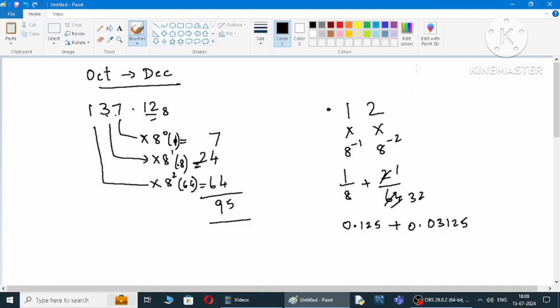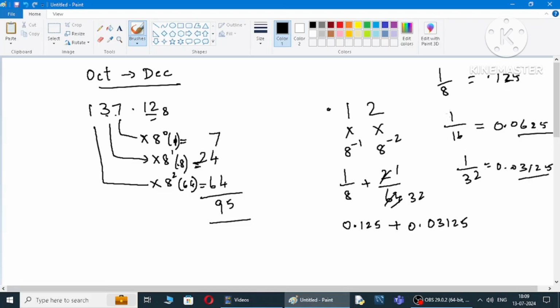When you do this kind of conversions, remember at least 3 values, that is 1 by 8, 1 by 16, 1 by 32. This is 0.125, 1 by 16 is 0.0625, and this is 0.03125. So when you keep on doing the conversions, you will remember these numbers. At least 3 you have to remember. Same way, remember 1 by 2, 1 by 4, 1 by 8, 1 by 16 at least, so that it's easy for you to do the conversions.